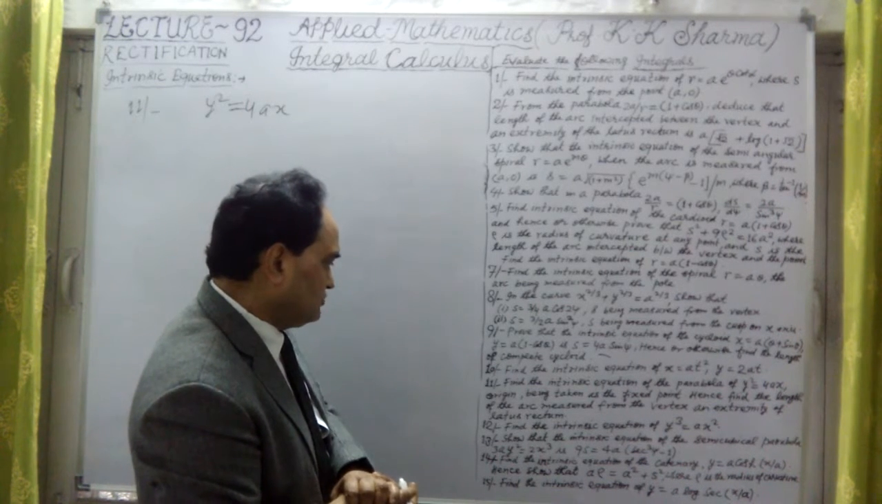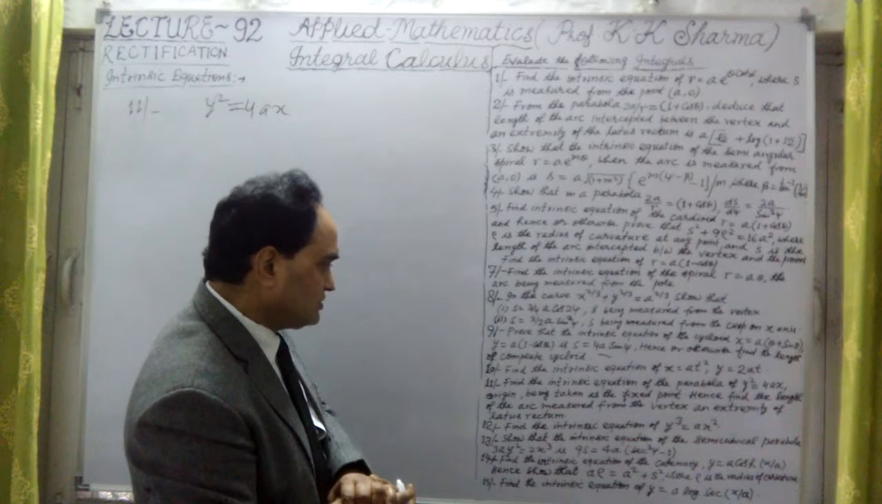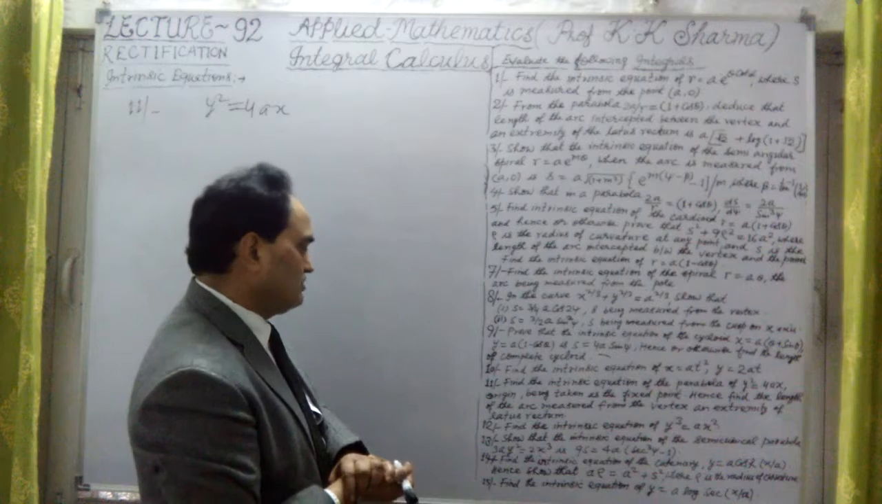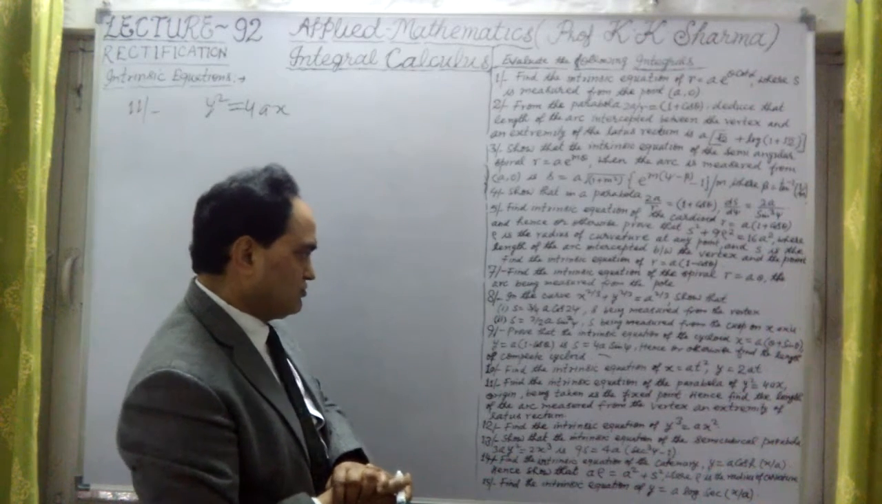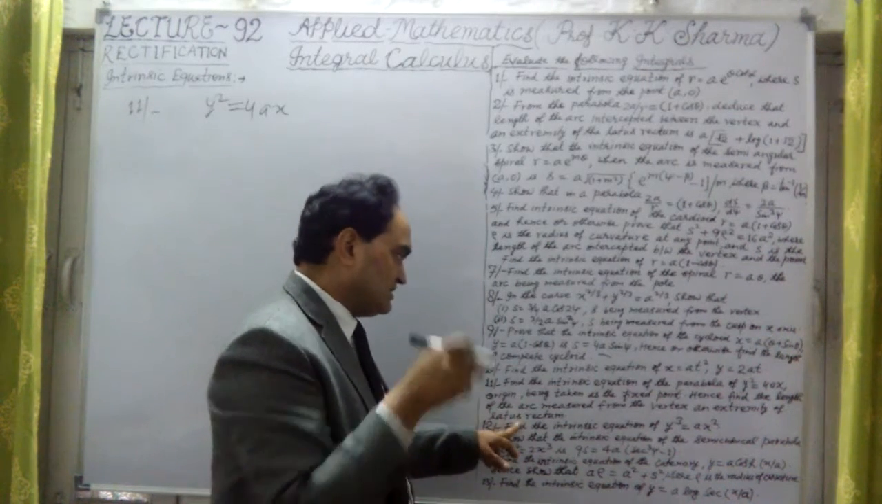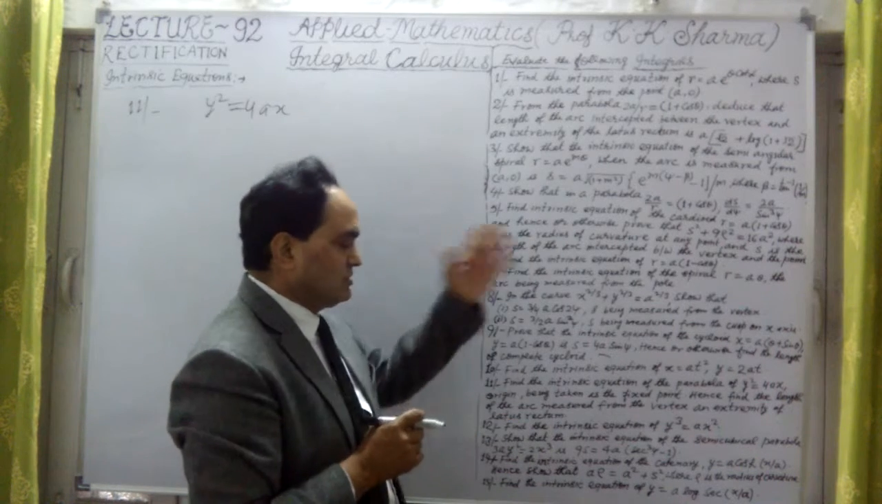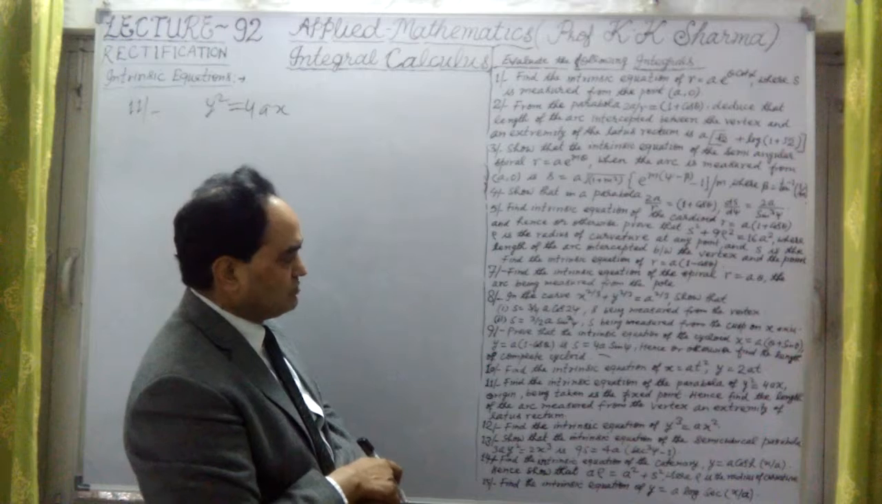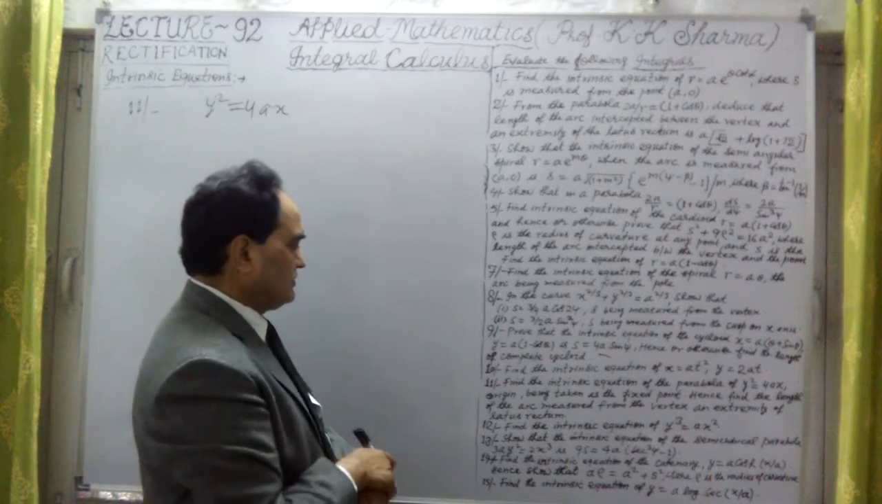Hence, find the length of the arc measured from the vertex to the extremity of the latus rectum. So from the vertex up to the extremity of the latus rectum, we have to find the length of the arc. Okay, so let me find out.